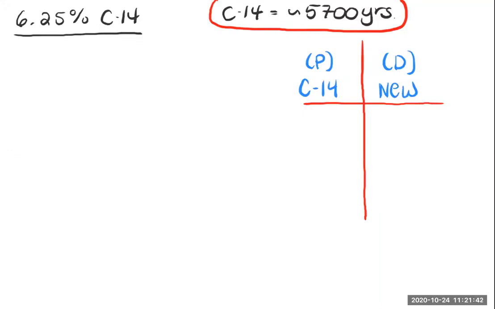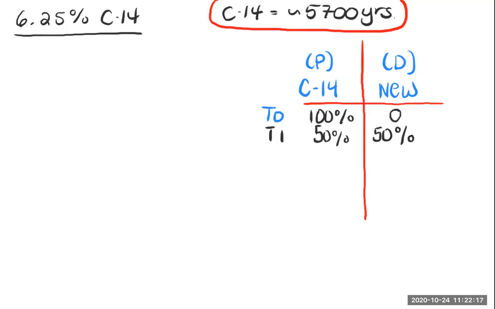So at time 0, I'm going to go back to black. I prefer that. 100% C14, and I have 0 new, the daughter, right? And so a half-life, 5,700 years goes by, and it's gone through one half-life. That means that I have 50% C14 and 50% daughter isotopes. With me so far? So that means that it would be T1 half-life.